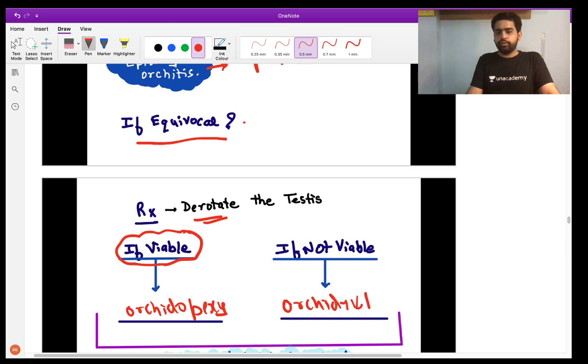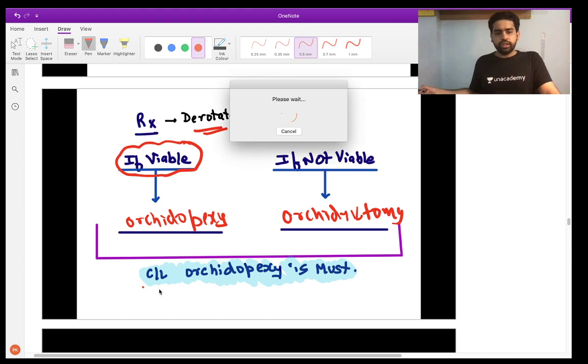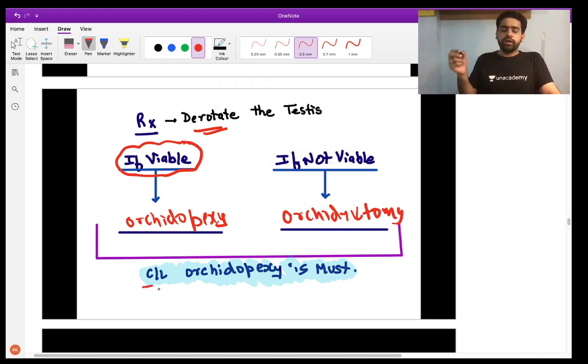Simple, nothing great about it. So just remove the testes because it is not viable, that is fine. But in both cases, what you need to perform is fix the opposite testes. Why? Because the opposite testes must be having the same congenital anomaly, maybe the Bell-Clapper's anomaly or the inversion of testes or something. So you have to save that testes.